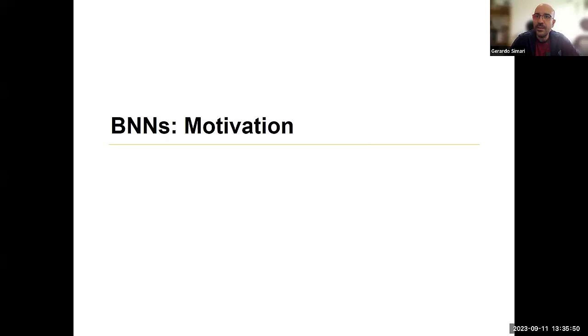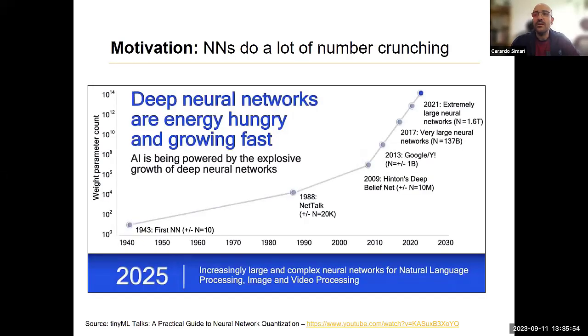So let's begin then with the motivation, setting the stage. Like I was saying, deep neural networks, they do a lot of number crunching. They are pretty energy hungry. Here we can see a timeline. Here it's pretty interesting to see how it all started in the 40s. The first neural network was just around 10 neurons.